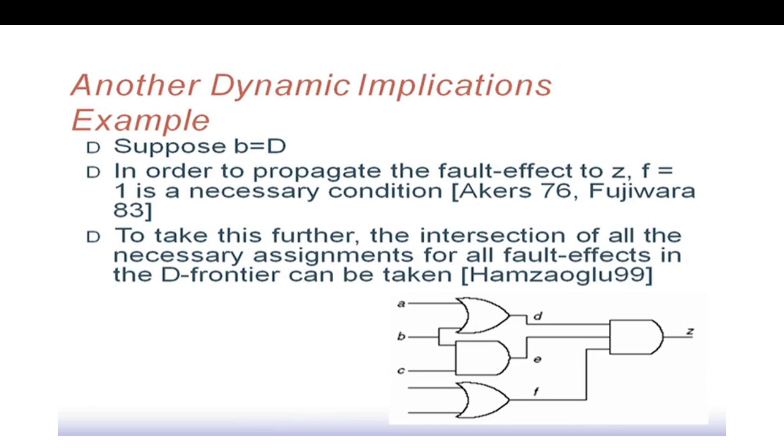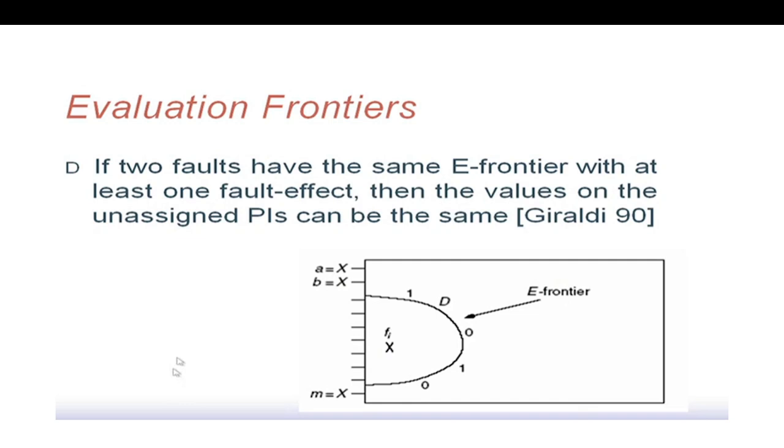Now another example, if we have a D here, suppose. So we have to propagate this to Z, and if we have F equal to 1 as the necessary condition, this is a non-controlling value. It can be propagated through either this path or this path. So to take this further, the intersection of all the necessary assignments for all fault effects in the D frontier can be taken. So the D frontier has two gates.